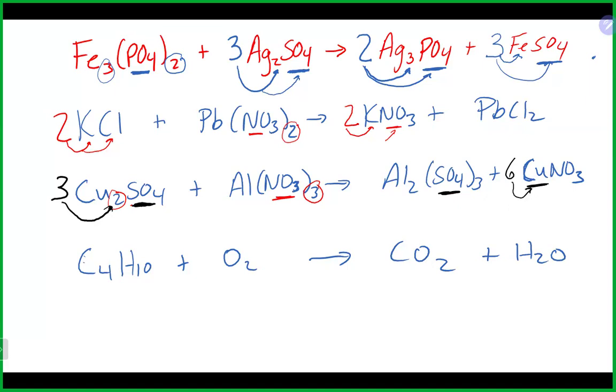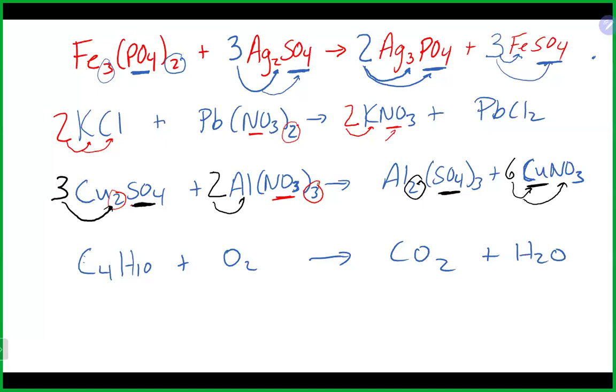And that now gives me how many nitrates? 6. How many nitrates do I have on the left? 3. So to fix the nitrate, I need to put a 2 there, and that gives me how many aluminums? How many aluminums do I have on the right? Now I'm balanced. That one worked a lot better, right? So it's not a big deal. We could just switch it up.